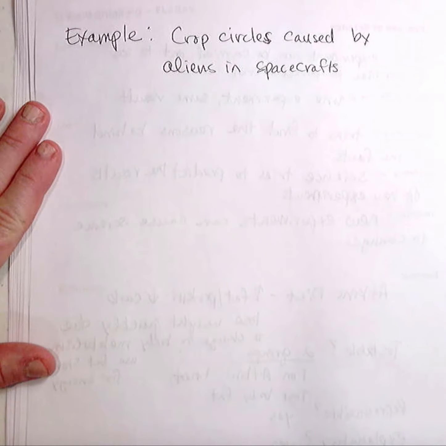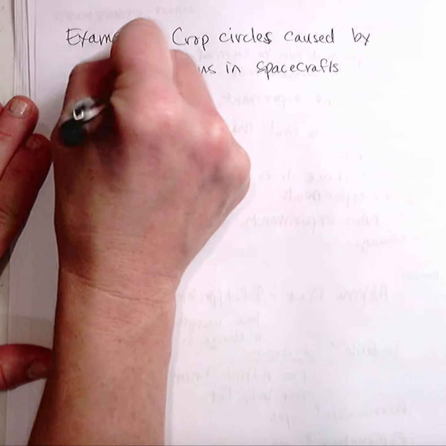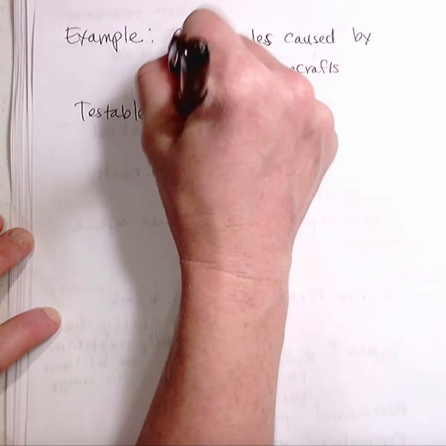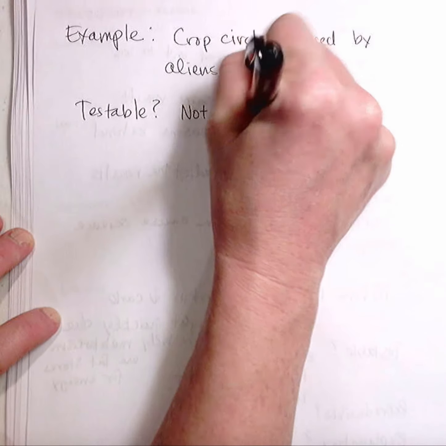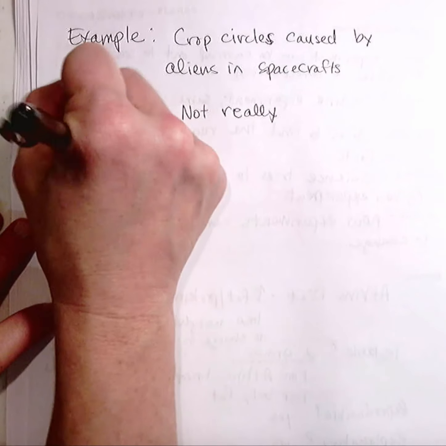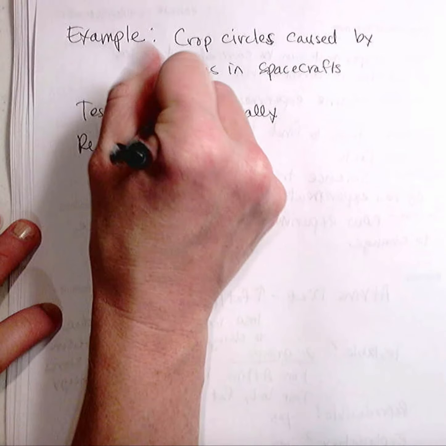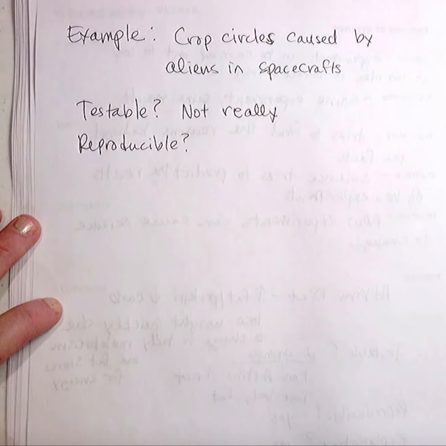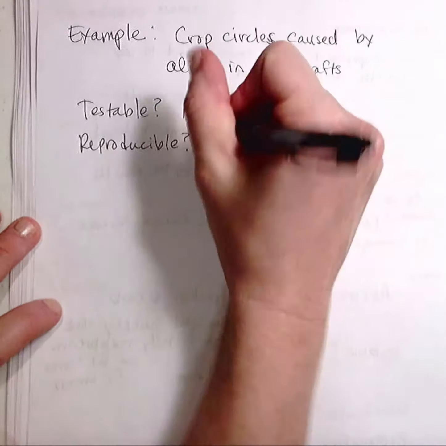Okay, so is it testable? Not really. How can you set up a controlled experiment and have aliens land in one field but not another? So, not really. Maybe you're laughing at this. I think this one is a funny example. Reproducible. Is it reproducible? Not really. Although there is more than one crop circle, you cannot create more as needed or compare different aliens.